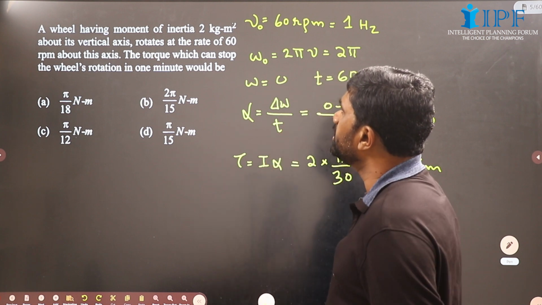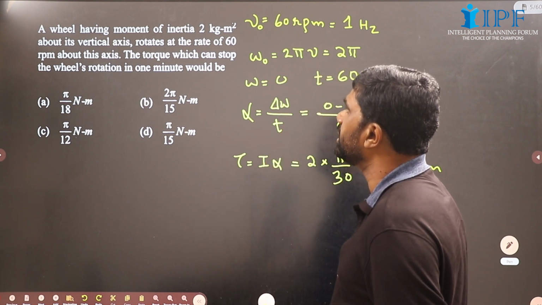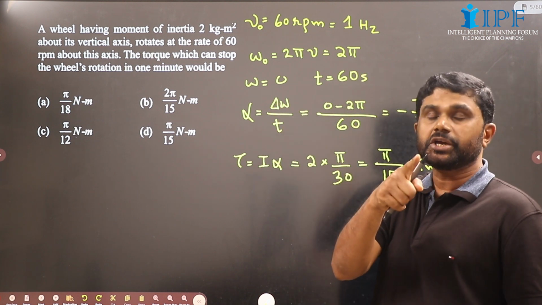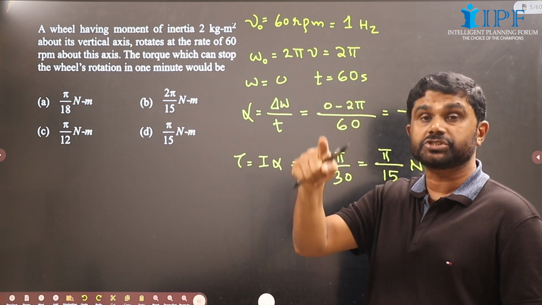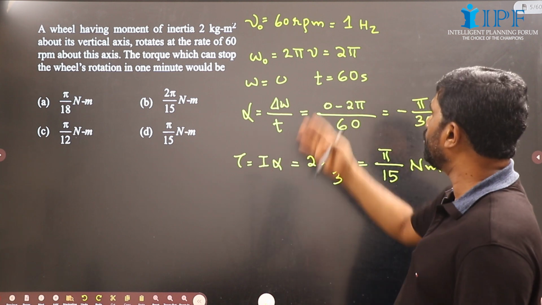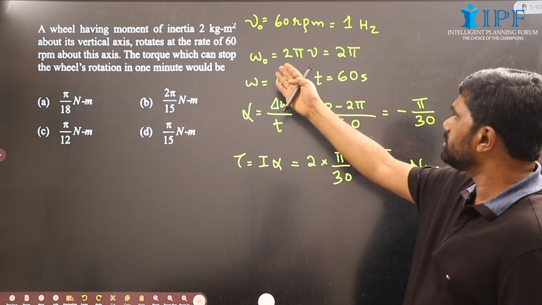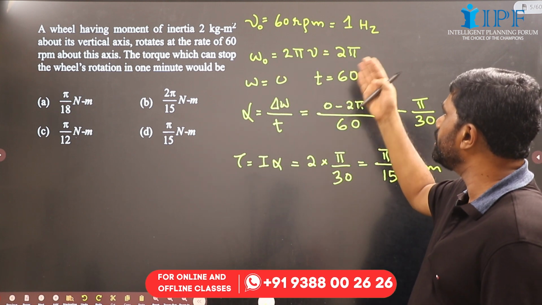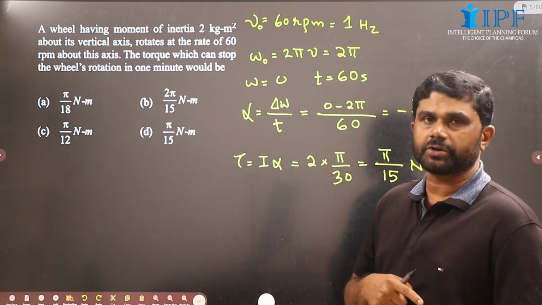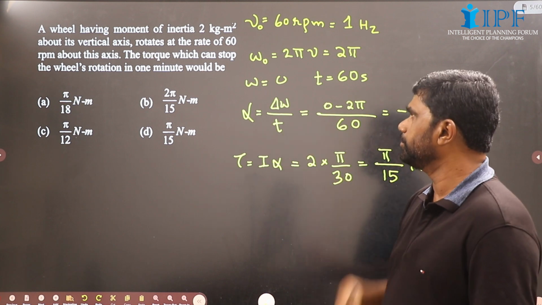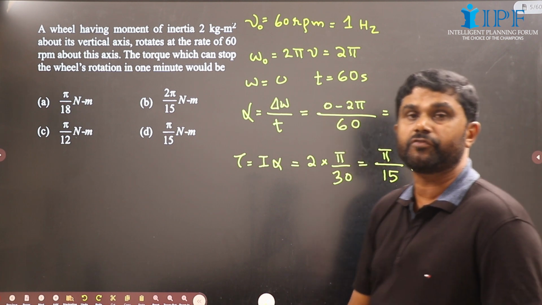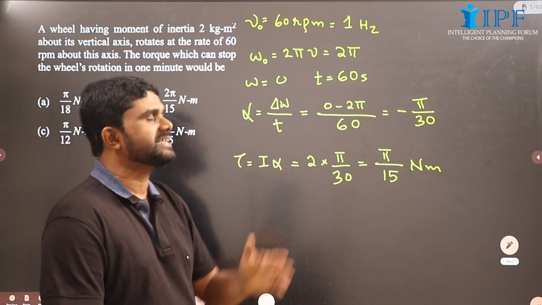A wheel having moment of inertia 2 kg meter square about its vertical axis rotates at the rate of 60 rpm about this axis. Frequency is given as 60 rpm, 60 revolutions per minute, or 60 revolutions in 60 seconds. So 1 revolution per second, or 1 hertz. Angular velocity will be 2 pi into frequency, so it is 2 pi radians per second. The torque which can stop the wheel's rotation means the final angular velocity is 0, and the wheel is to be brought to rest in 1 minute, means the time is 60 seconds.